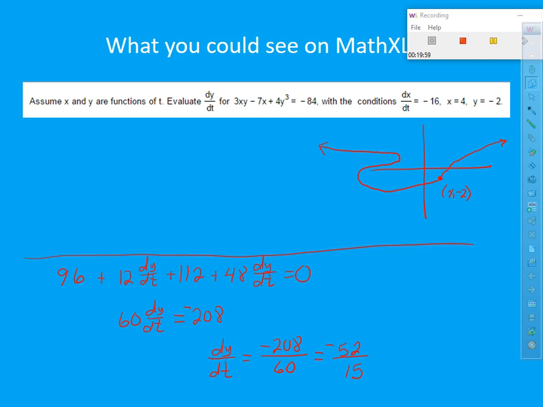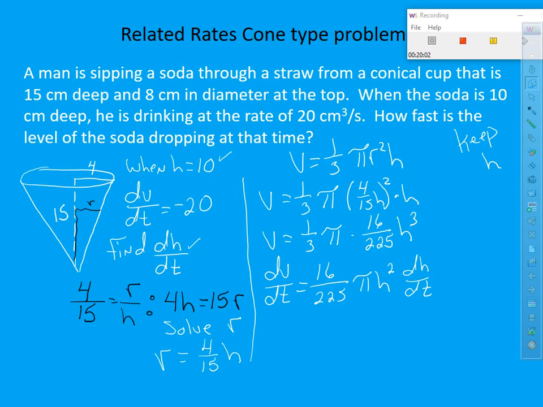Well, now let's plug in what we know. We know that dV/dt is negative 20. I've got 16 over 225 pi. We're hollering stop. We're taking a picture when the height is 10. And we're solving this for dh/dt.